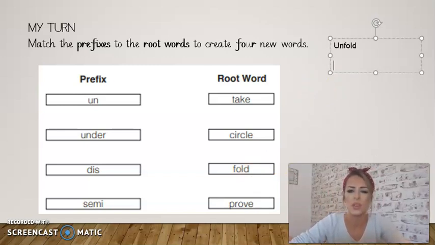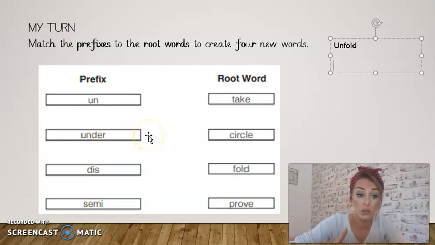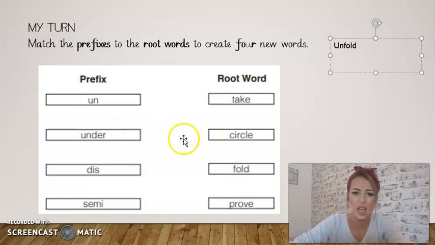Okay, now I'm going to move on to the next prefix. Under. Oh, I'm going to try it on. Remember? Try it on like a pair of shoes. Undertake. Oh, that could be right, couldn't it? Undertake. Undercircle. That doesn't make sense. It can't be underfold because we've already done that and it doesn't make sense. So let's try underprove. No, that's not right, is it? So it must be undertake.